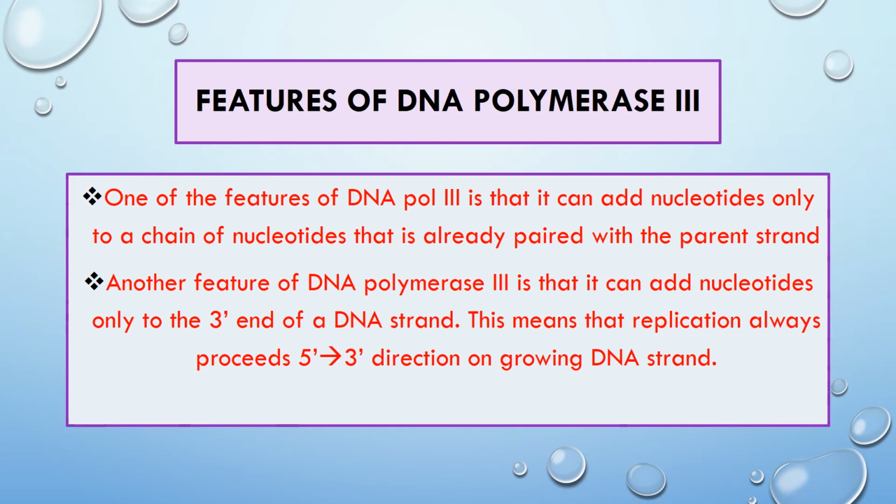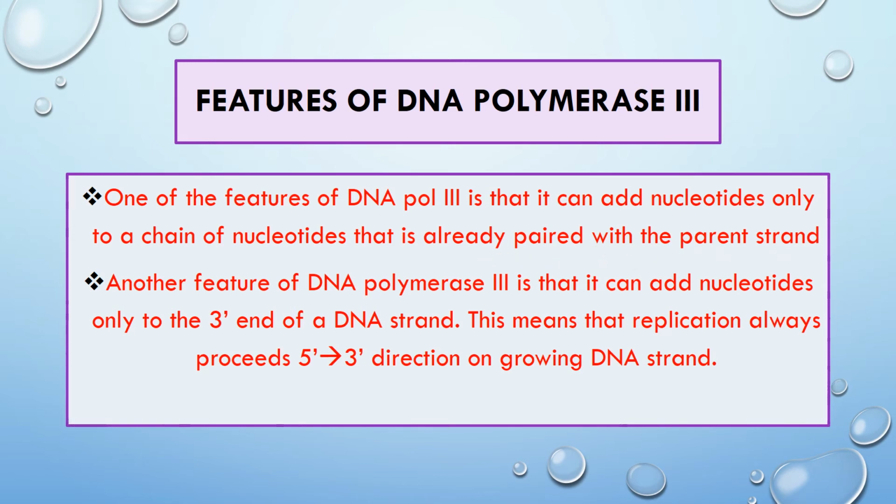DNA polymerase 3 has two features. One of the features is that it can add nucleotides only to a chain of nucleotides that is already paired with the parent strand. It means DNA polymerase 3 is not able to start replication. It will add new nucleotides to an already existing chain of nucleotides which is paired with the parental strand.